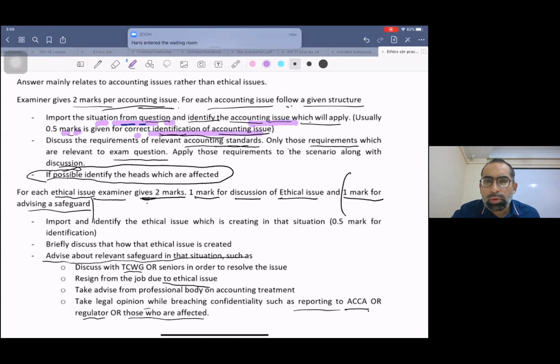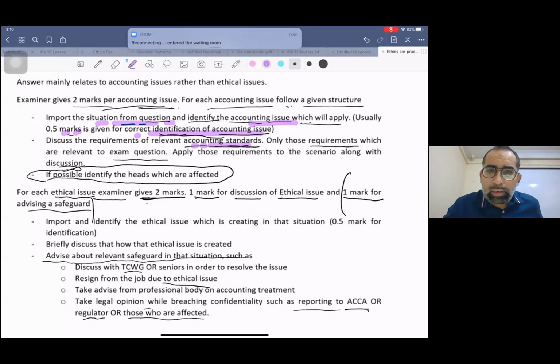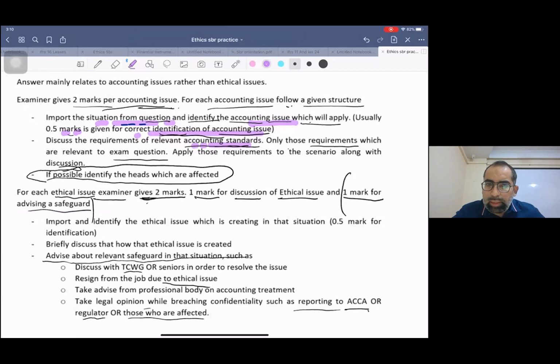First of all, you need to copy paste. Just import the accounting issue, that this is the issue which is creating the problem. So you normally get 0.5 mark for it. Now, discuss the requirement of the relevant accounting standard. Write the actual treatment. Write the correct accounting treatment.